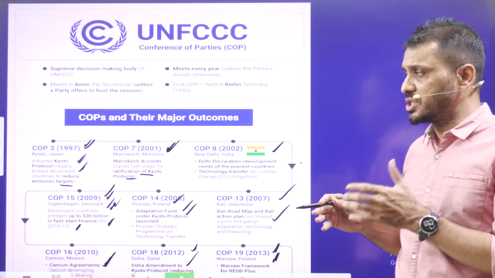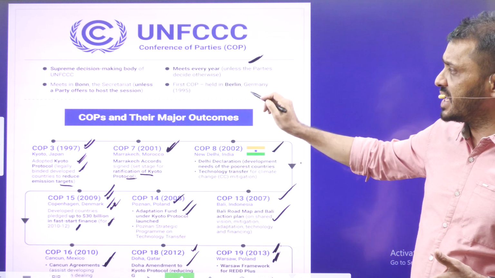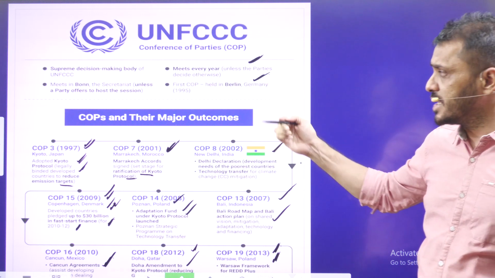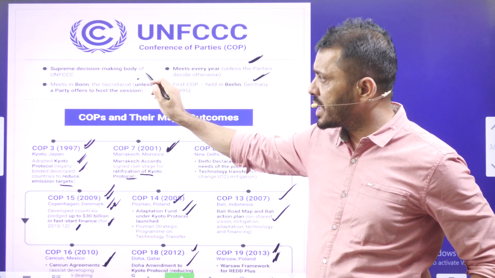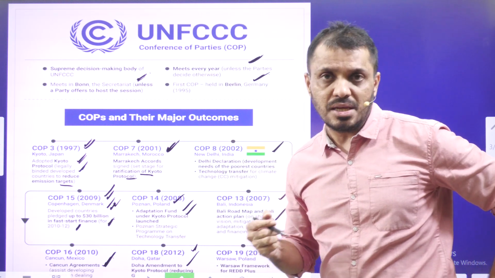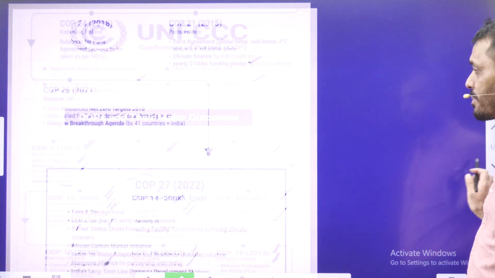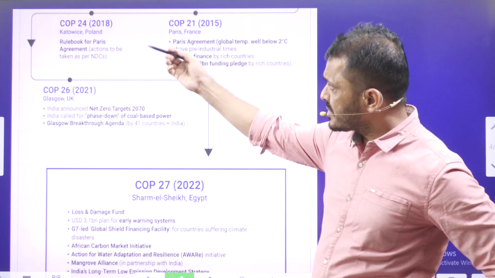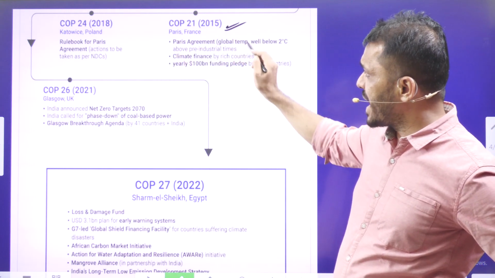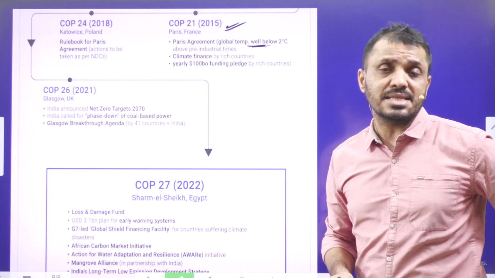So this is a quick revision. Generally, COP meetings happen every year. The first COP meeting was held in Berlin, Germany, in 1995. Bonn is the place where UNFCCC is present. Continuing from this, COP19, if you look at 2015, COP21 Paris Climate Agreement, there we reached the Paris Agreement.